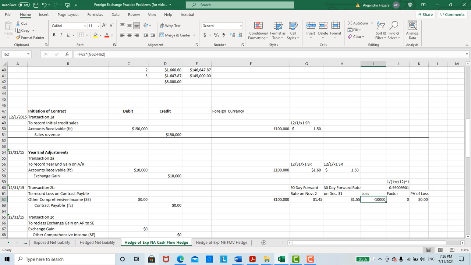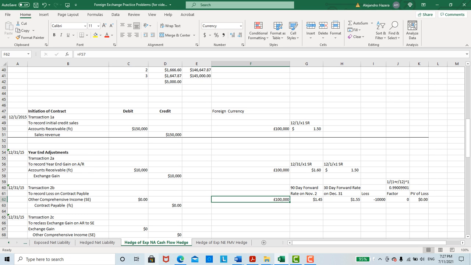So the value of a forward contract is now $10,000 less, and that's the loss that we're going to reflect over here. Basically, what we're doing is these are the mark-to-market principles for derivative contracts. Okay, so what you're saying here is that originally, looking forward 90 days, the contract was worth $1.45, and now it's worth $1.55. And since it's a payable, from that perspective, it's a loss because you're giving up.